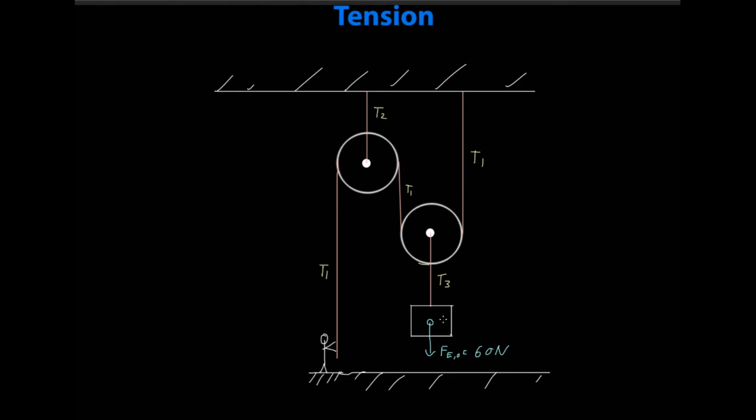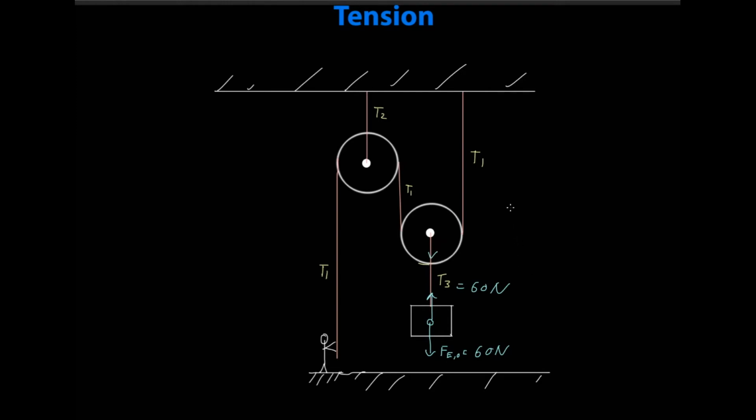The first thing I'm going to start with is this object, the box. If I have 60 newtons down and there's only one force upward from T3, that means T3 has to equal 60 newtons. Now keep in mind, that means T3 is pulling up on the box and it is pulling down on this pulley with 60 newtons.